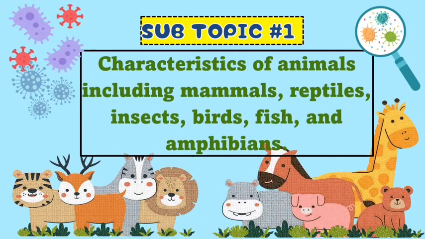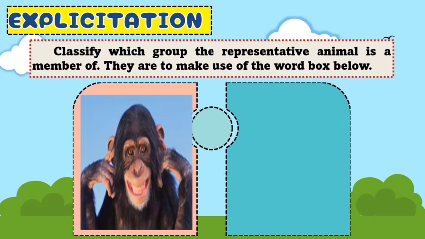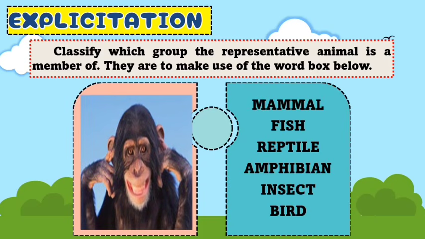Subtopic number 1. Characteristics of animals, including mammals, reptiles, insects, birds, fish, and amphibians. Explicitation. Classify which group the representative animal is a member of. They are to make use of the word box below. So for our picture number 1, what was that? Is that a mammal, fish, reptile, amphibian, insect, or bird? Yes, that is a mammal.